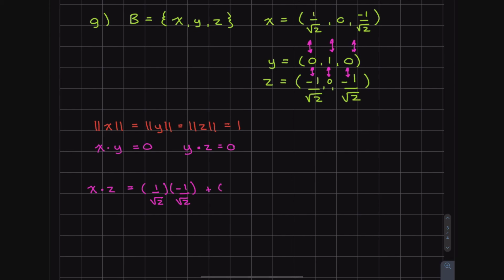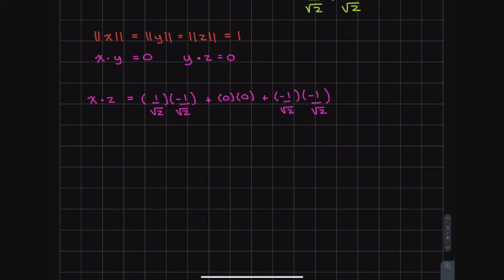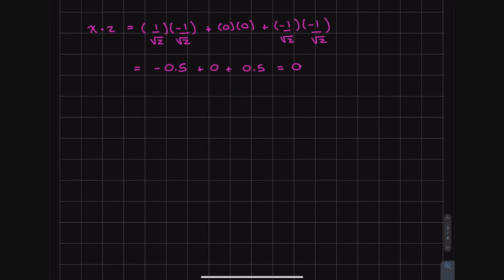And we're going to go to the third component, which is negative 1 over root 2. And then we're multiplying this again by negative 1 over root 2. So from the first components, we get that this is equal to negative 0.5 plus 0 plus 0.5. We add all those together, this is equal to 0. We could conclude from this that all the vectors are perpendicular. Therefore, in this case, this is an orthonormal basis set.